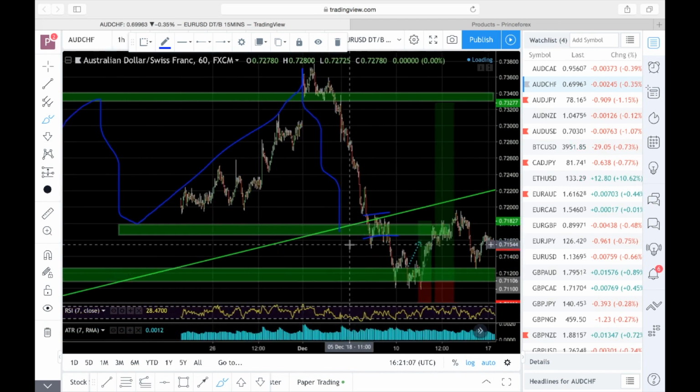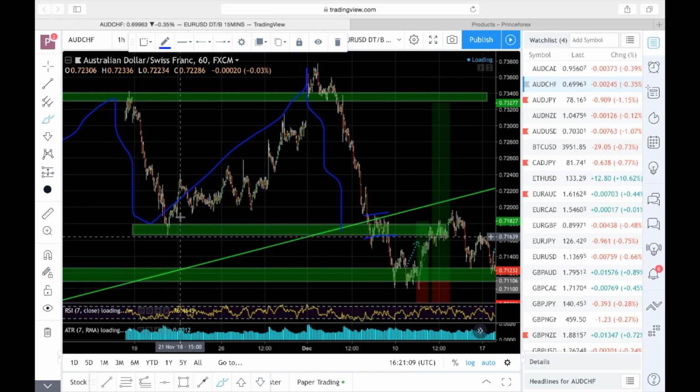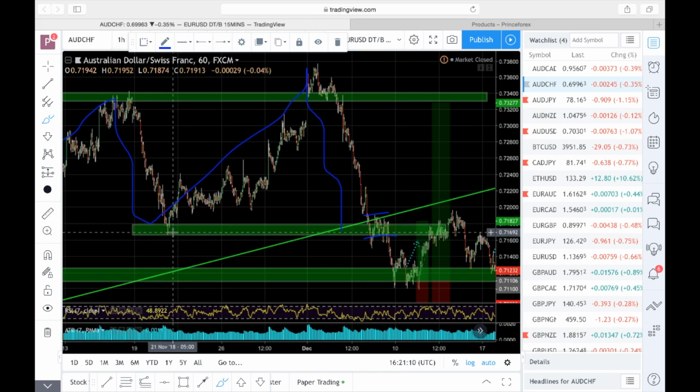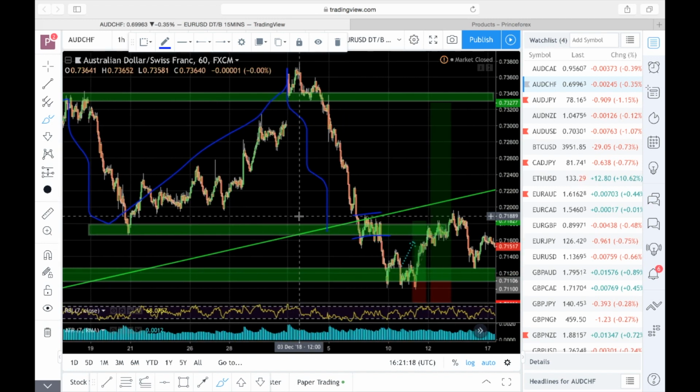But the point I'm trying to make here is, as long as we've broken past this previous outside return, now I'm not looking for a trend continuation anymore. Now I'm looking for a counter trend trade. So a counter trend trade is essentially a trade that goes opposite to your bias.